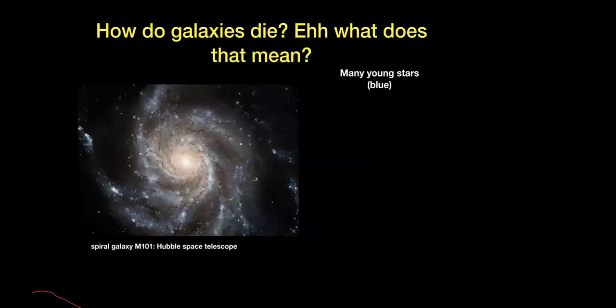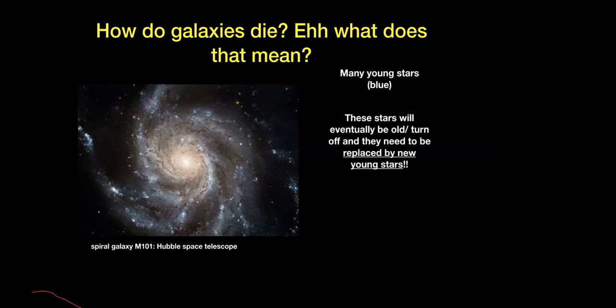Okay, so when I say how do galaxies die, what do I mean? On the left is a picture of a spiral galaxy with visible spiral arms, and they have lots and lots of stars in them. If you look closely, you can see a slightly bluish color coming from them. This blue color signifies that there are lots of young and hot stars that reside there.